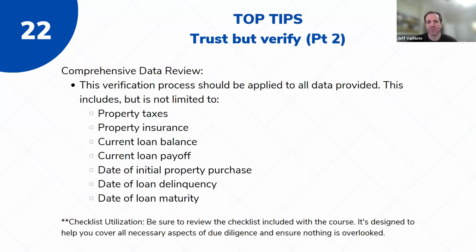Top tips. Trust but verify, part 2. Comprehensive data review. This verification process should be applied to all data provided. This includes but is not limited to property taxes, property insurance, current loan balance, current loan payoff, date of initial property purchase, date of loan delinquency, date of loan maturity. Checklist utilization. Be sure to review the checklist included with this course. It is designed to help you cover all bases so nothing gets overlooked.